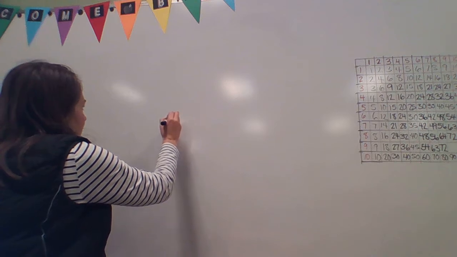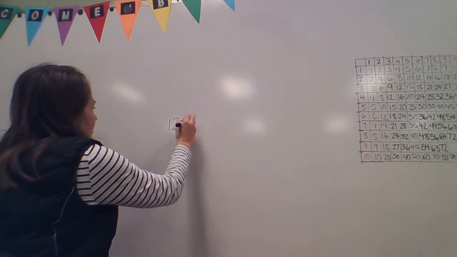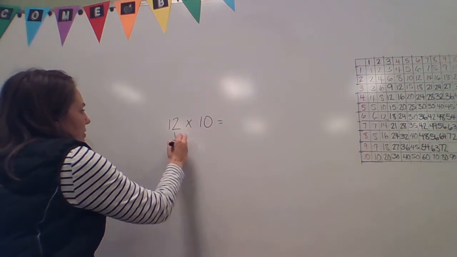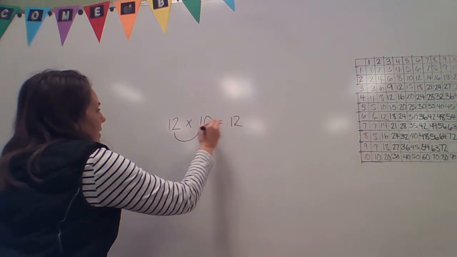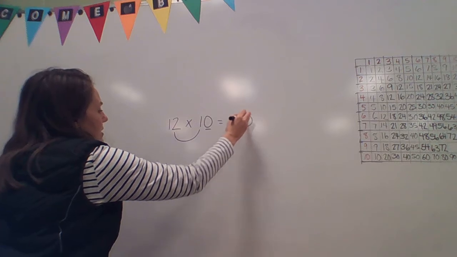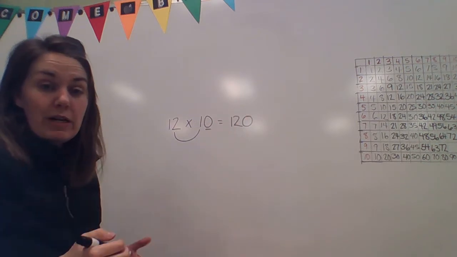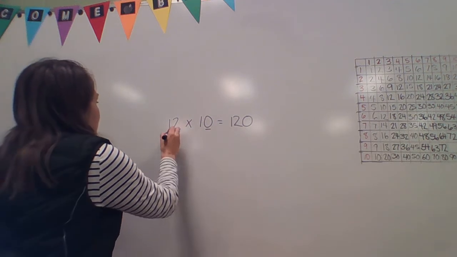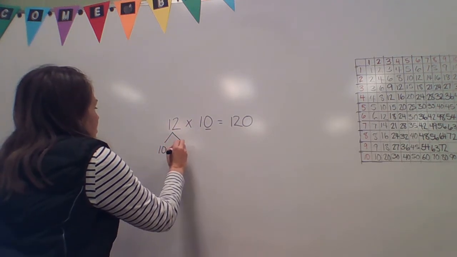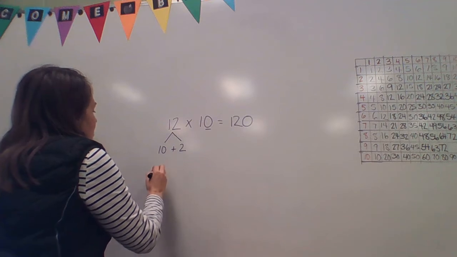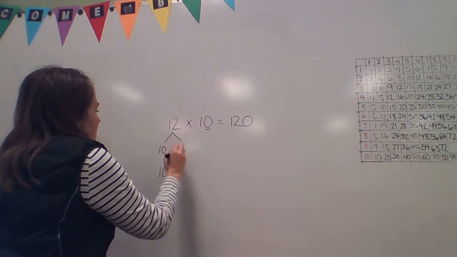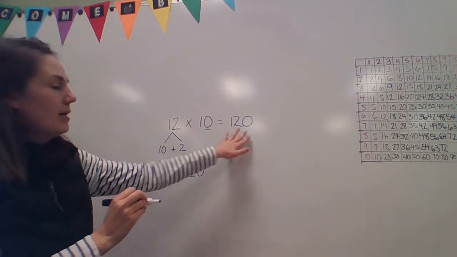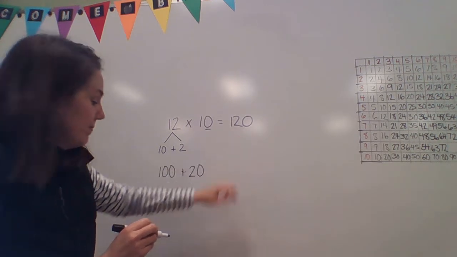Let's do one more. Let's do 12 times 10. Okay, so 12 times 1 would be 12. Add 1 zero to the end, and it becomes 120. And we can test that by thinking, okay, I'm going to break up 12 into 10 and 2. 10 times 10 is 100. 10 times 2 is 20. 100 plus 20, we still get 120.